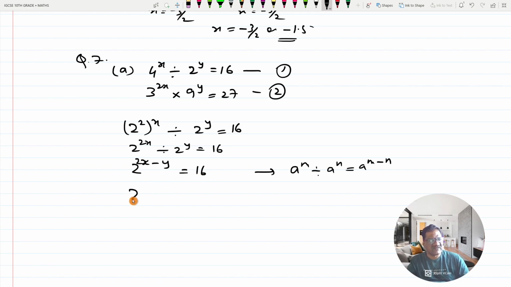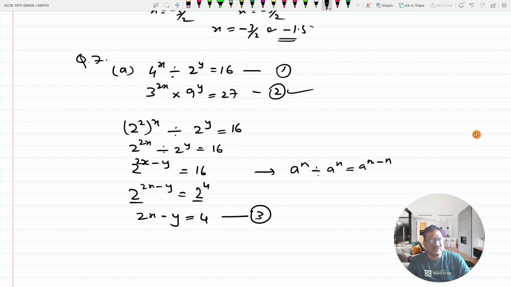So from this, I can write 2 raised to 2x minus y equal to this 16, which can be written in the form of 2 raised to 4. Now you can see that the bases are equal, so I can equate the powers and write 2x minus y is equal to 4. This is my equation number 3. So I have converted this exponential equation number 1 into an equation which is not in the exponential form. That is good for me.